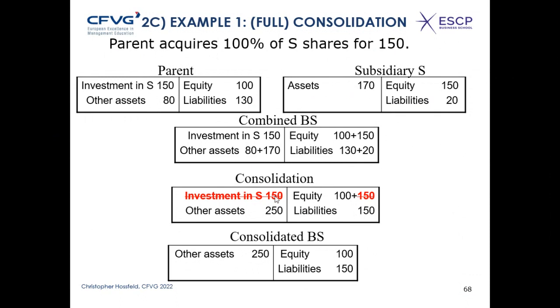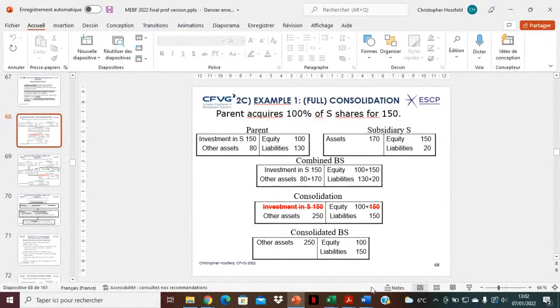And then we eliminate group internal transactions in the combined balance sheet. So the minimum will always be the investment in the subsidiary and the equity provided by the parent company at the date of acquisition. That's important. We do not eliminate the current equity of the subsidiary, but the equity at the date of acquisition. And then, while we are done, the remaining assets and liabilities constitute the consolidated balance sheet.